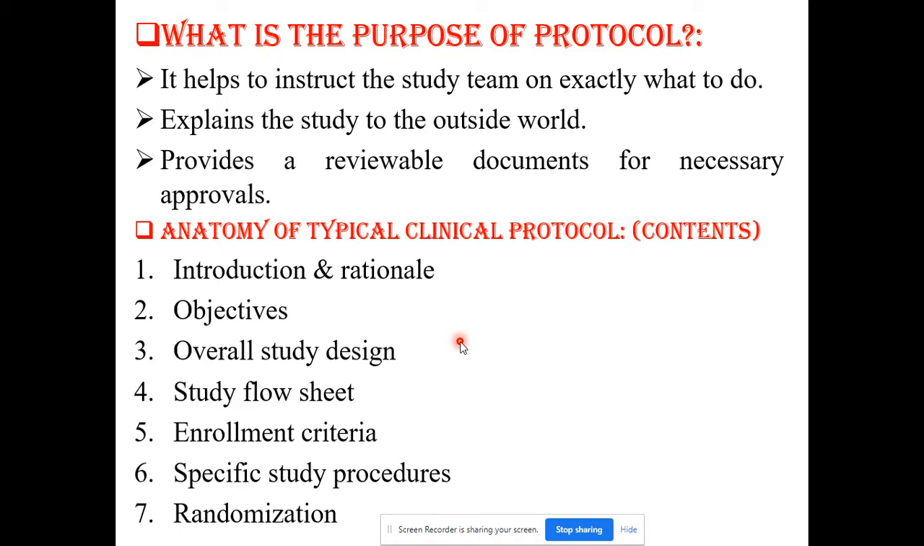It is one type of necessary or mandatory document which we have to submit to the regulatory bodies in order to have approval for our pharmaceutical product. Understand, student? So that is said to be the purpose of protocol. Next point, anatomy of the clinical protocol. Anatomy of the clinical protocol means what? Of the typical clinical protocol. Here we have to study the contents of the clinical protocol.